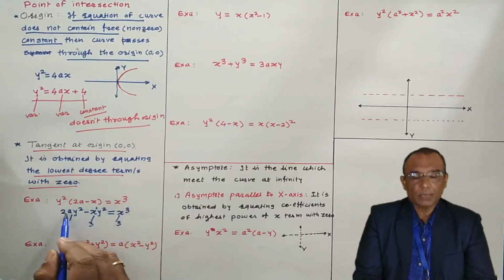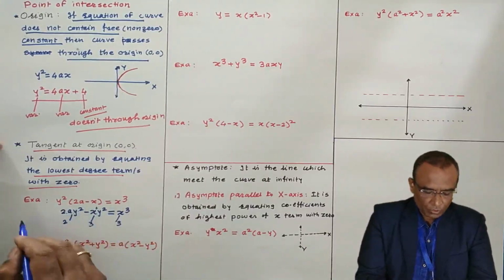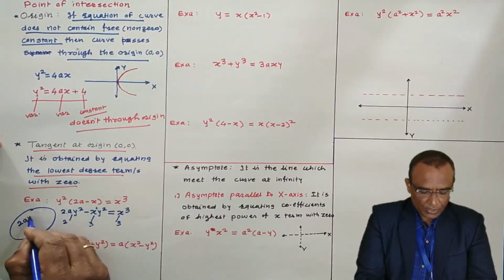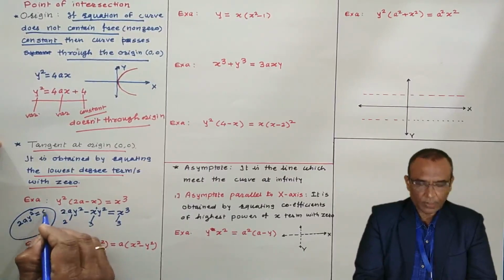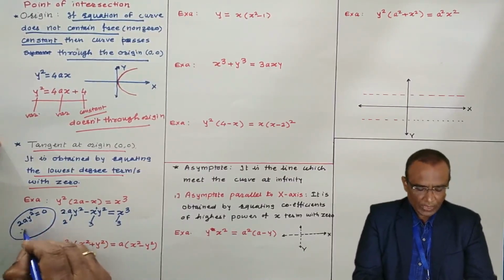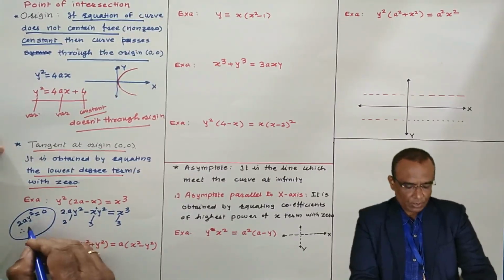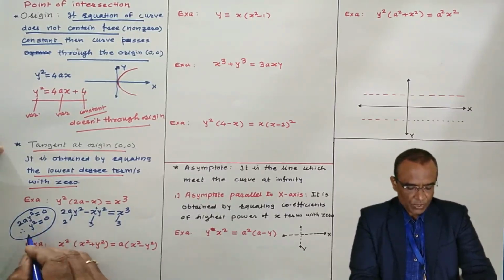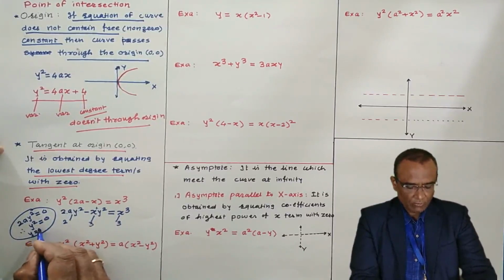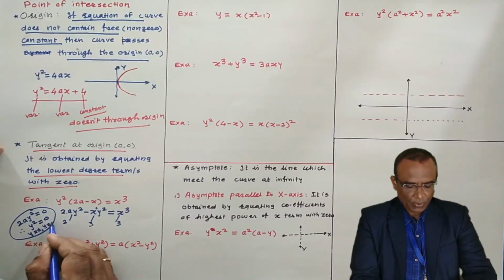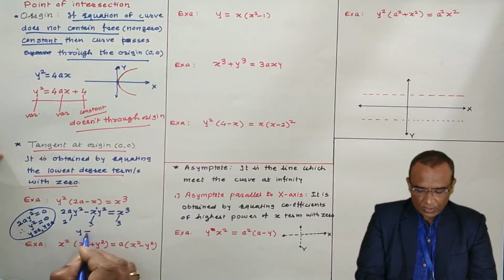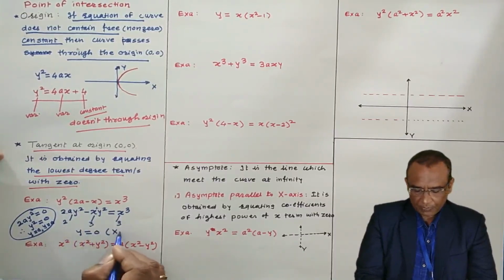And the lowest degree term is 2ay square. So what I am going to do, this lowest degree term 2ay square I am equating to 0, and therefore y square is equal to 0 by 2a, means y square equal to 0. So y square equals 0 means y equal to 0 and y equals 0. This y equals 0 is the equation of x-axis.